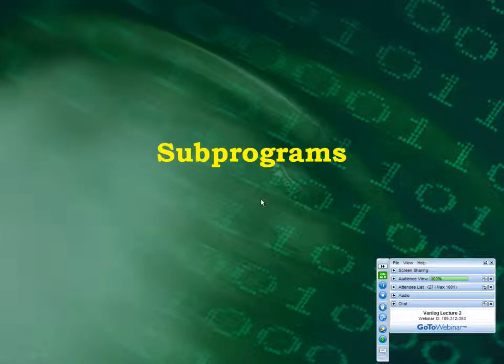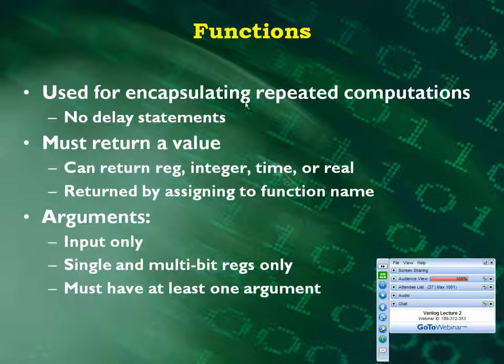Now we're going to talk about subprograms, and these will be functions and tasks. Functions are used for encapsulating repeated computations, and there are no delay statements to go in them. You'll learn about delay statements later, but just remember you can't put any type of delay statements in. They must return a value, and you can return a register, an integer, a time, or a real. And they're returned by assigning to the function name, and we'll show you examples of this in a minute.